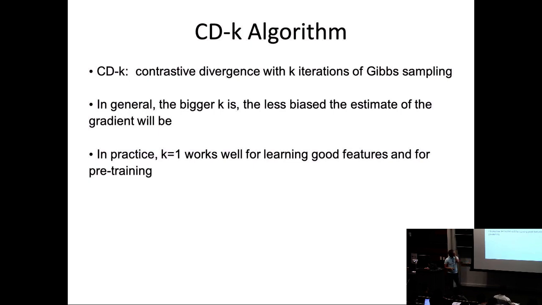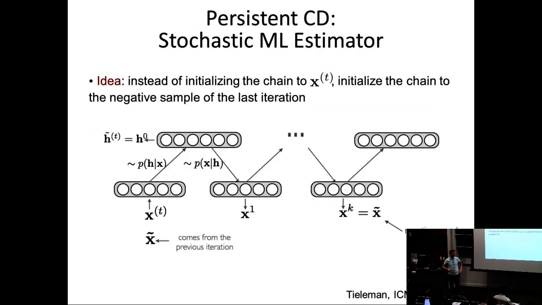So in practice, k=1 actually works quite well for learning good features for pre-training. And you will see that you can actually learn very good features. You learn edges, and you learn interesting structure. And then in 2008, Tieleman showed that there's another algorithm that can actually work much better. It's called stochastic maximum likelihood estimation, or persistent contrastive divergence. And the idea behind persistent contrastive divergence is that instead of initializing the chain at the data, you initialize the chain at the negative samples of the last iteration.